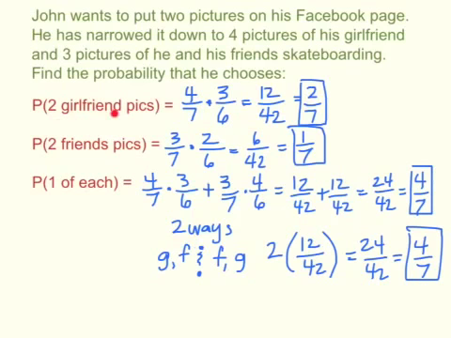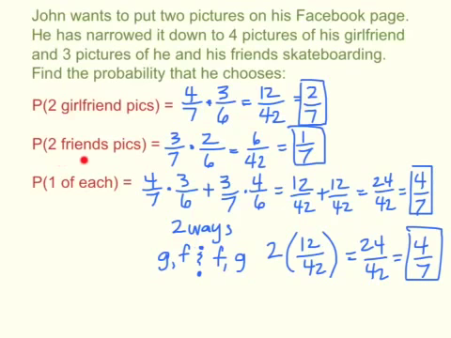Now, if he's a smart man, that's probably 100%, but probability of 2 girlfriend pics, well, there's 4 girlfriend pics out of 7 total pictures for the first choice. And once he's chosen that first girlfriend pic, there's only 3 more left, and there's only 6 pictures left. So 4 over 7 times 3 over 6 is 12 over 42, and that reduces to be 2/7.